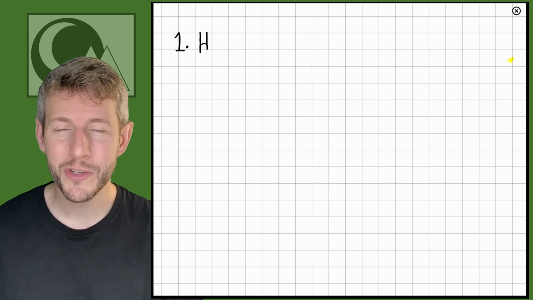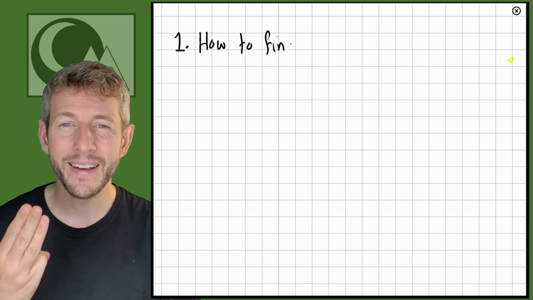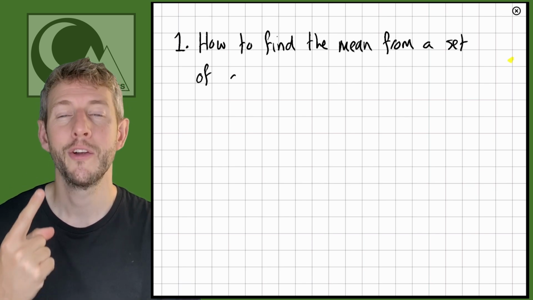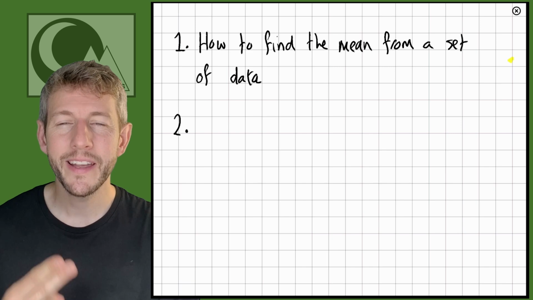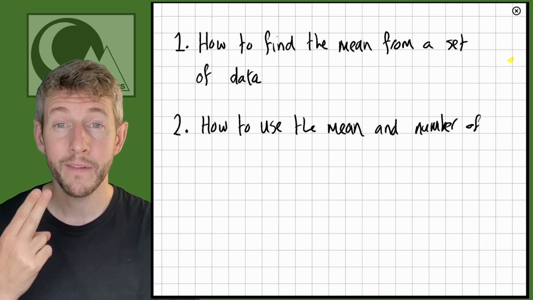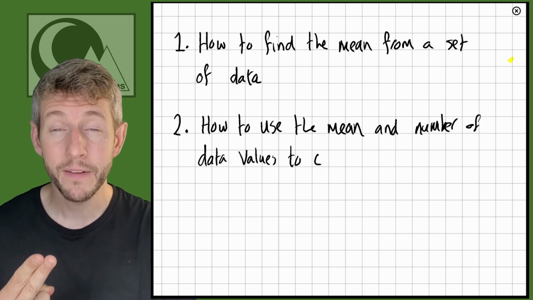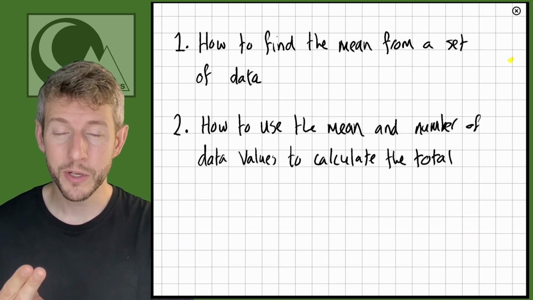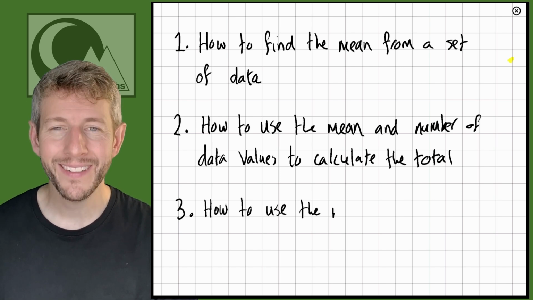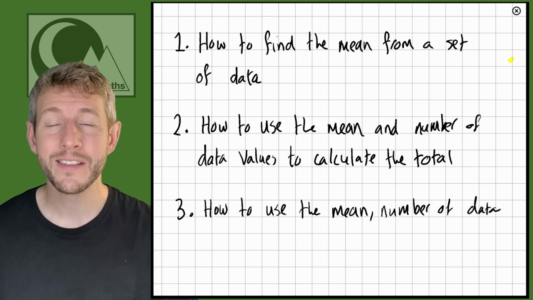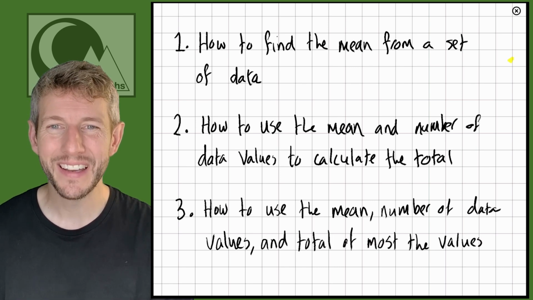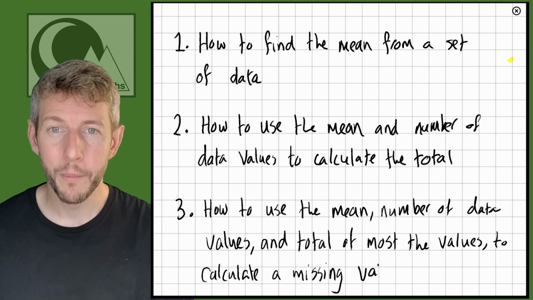Okay, so in this tutorial we've got three main things that we're going to have to learn. Firstly, we're going to cover how to find the mean from a set of data. Secondly, we're going to look at how to use the mean and the number of values in the set of data to calculate the total. And thirdly, we're going to look at how to use the mean, the number of values, and the total of most of the values to calculate a missing value from the original data.